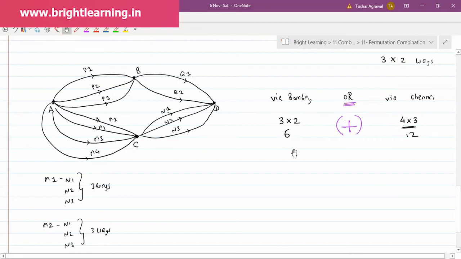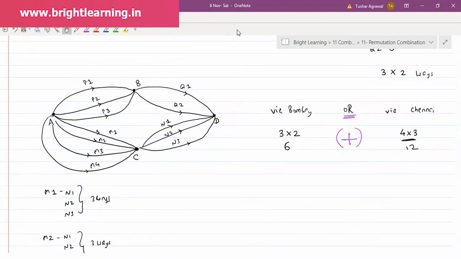Initially, when I was trying to establish the relation between these 3 and 2, what I was telling you was, for one P there are 2 flights, for the second P there are 2, for the third P there are 2. So for 3, how much? They were related to each other, therefore 3 into 2.